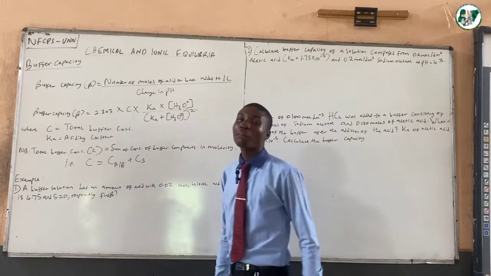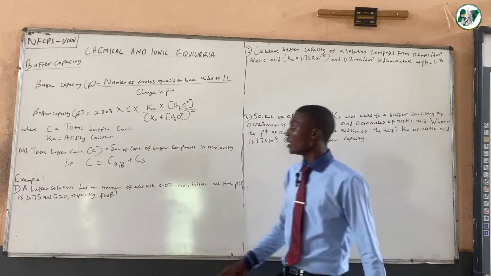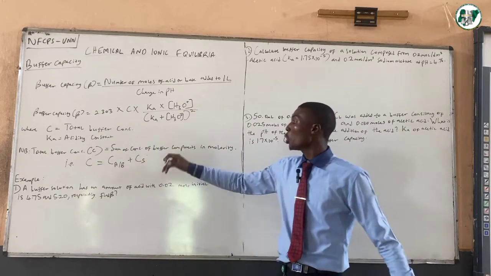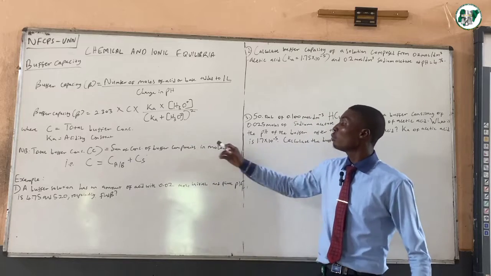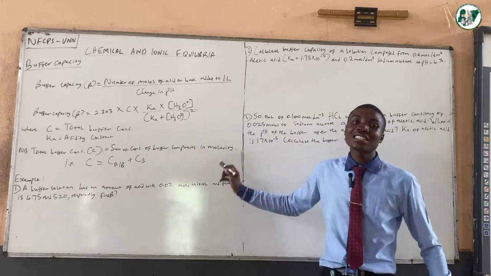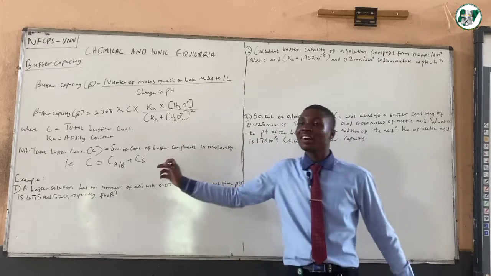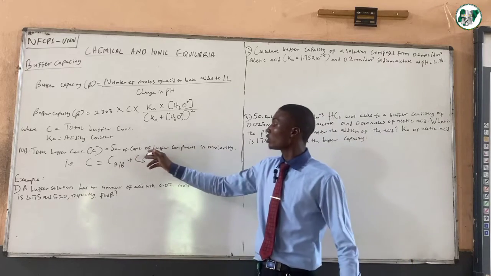C equals the total buffer concentration, and the total buffer concentration is the sum of the concentrations of the buffer components in molarity. Molarity tells you that this is in mole per dm cube. So the concentration must be in mole per dm cube. That's what the molarity is telling you. And then the sum of the concentration of buffer components.